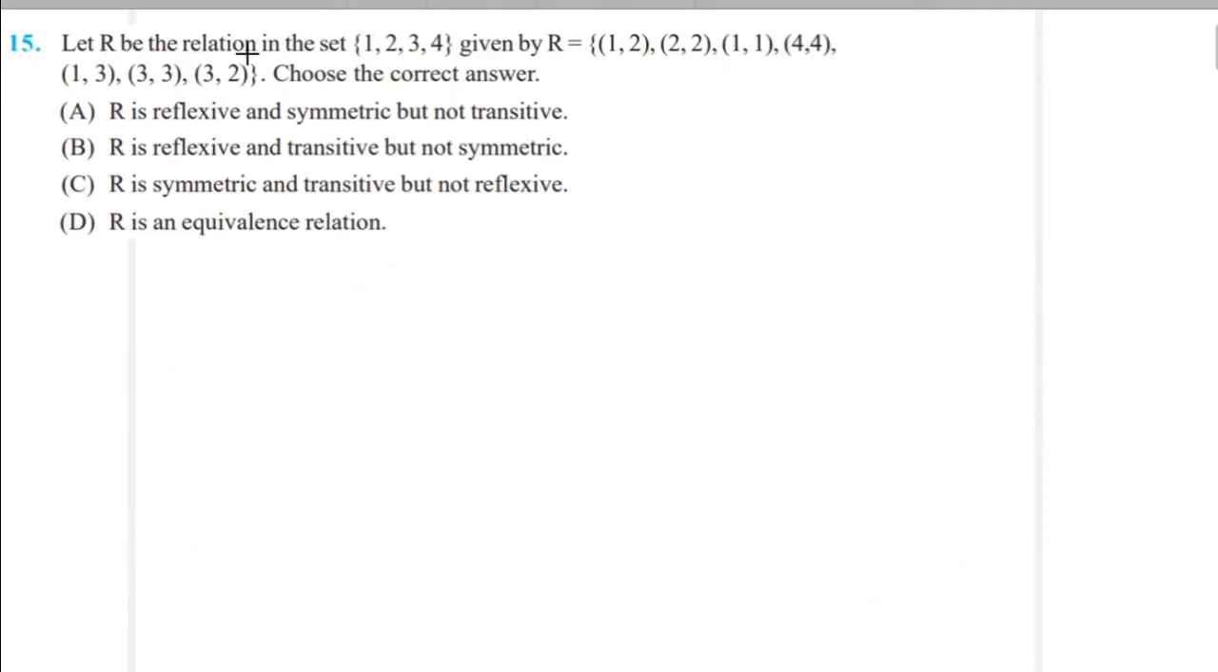Let R be the relation in the set {1, 2, 3, 4} given by R = {(1,2), (2,2), (1,1), (4,4), (1,3), (3,3), (3,2)}. Choose the correct answer. A: R is reflexive and symmetric but not transitive. B: R is reflexive and transitive but not symmetric. C: R is symmetric and transitive but not reflexive. D: R is an equivalence relation.